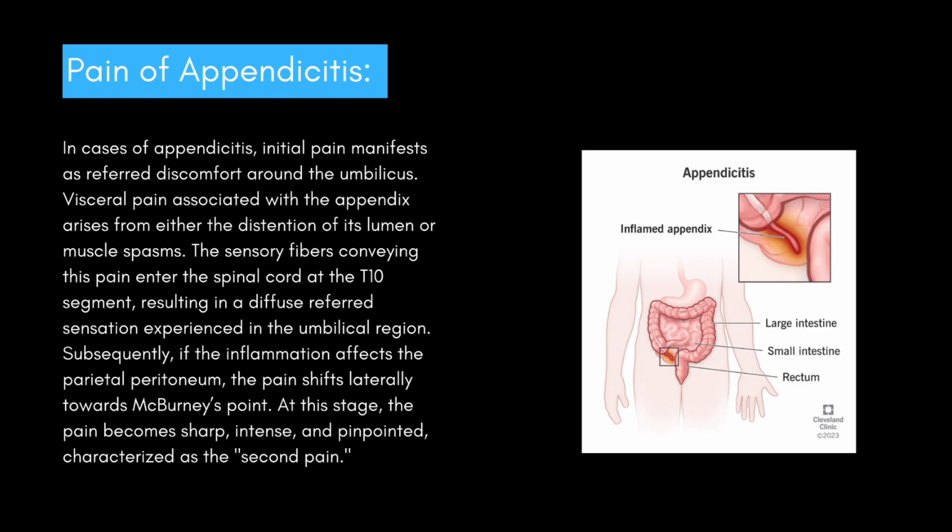Subsequently, if the inflammation affects the parietal peritoneum, the pain shifts laterally towards McBurney's point. At this stage, the pain becomes sharp, intense, and pinpointed, characterized as the second pain. I have a nice picture of appendicitis to the right for your visual aid. With that, let's go ahead and move on to some questions.